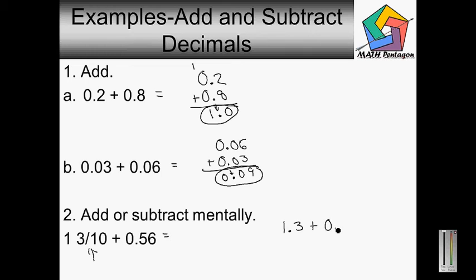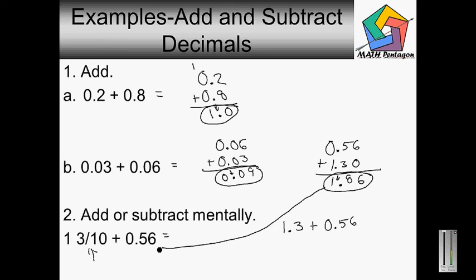plus 0.56. So we add basically now 0.56 plus 1.3. We can add in a 0 here to make things easier. 6 plus 0 is 6, 5 plus 3 is 8, and 1 plus 0 is 1. We bring down the decimal point here, because remember we have to line up the decimal points when we're adding. So our final answer to this problem would be 1.86. So this is the final answer to this problem right here.